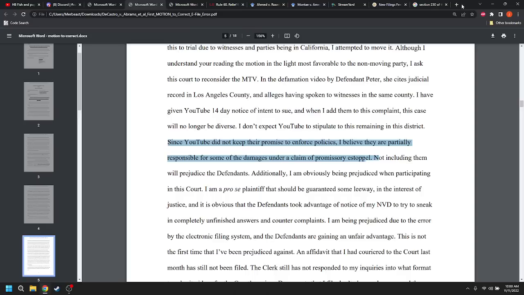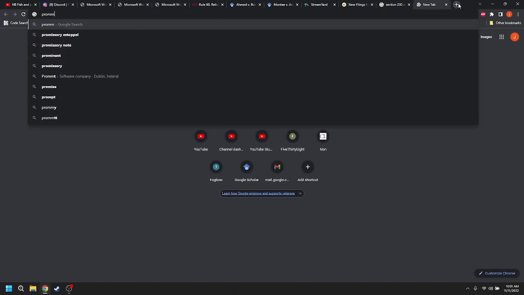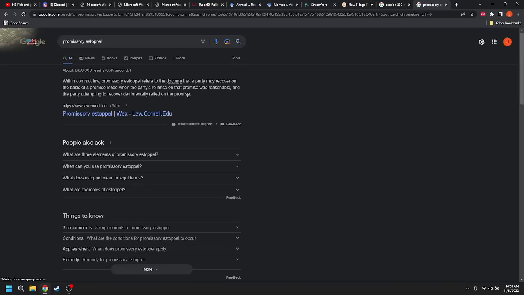Let's look it up. Contract law. Okay. The party may not recover on the basis of a promise, but may recover on the basis of a promise made when the party's reliance on that promise was reasonable and the party attempting to recover detrimentally relied on that promise.